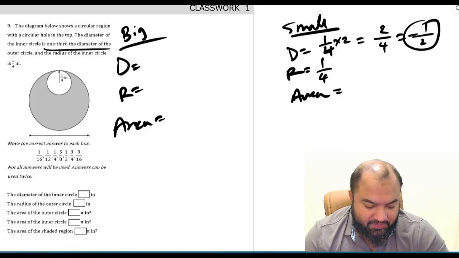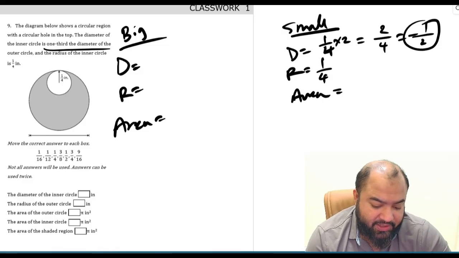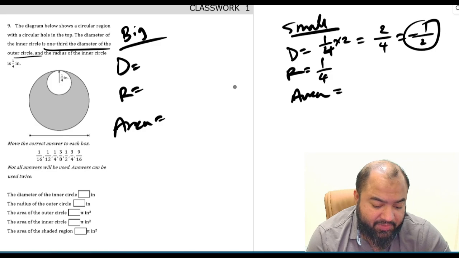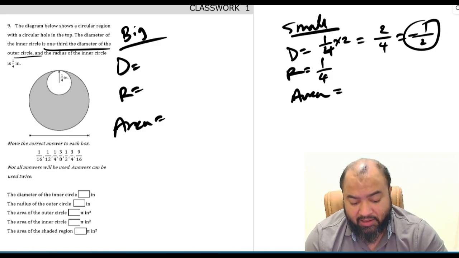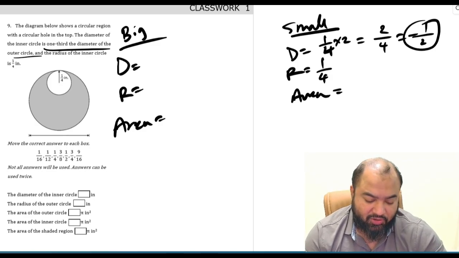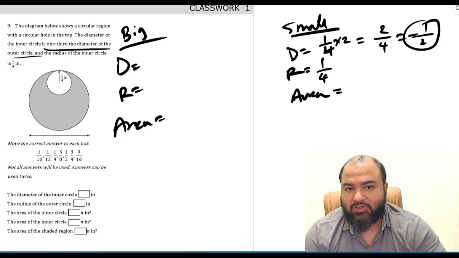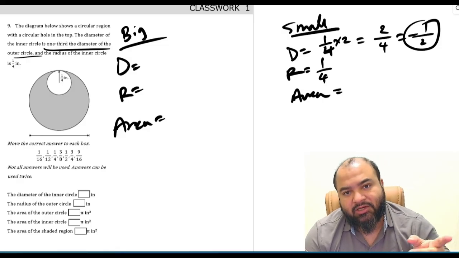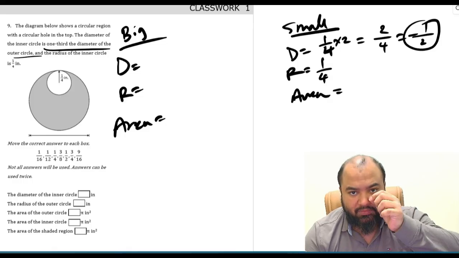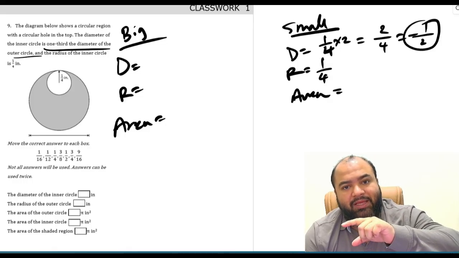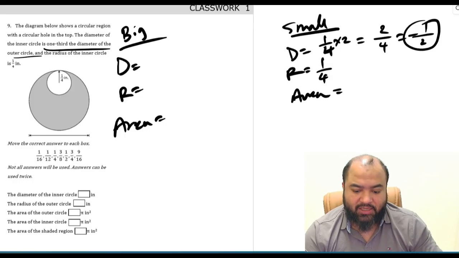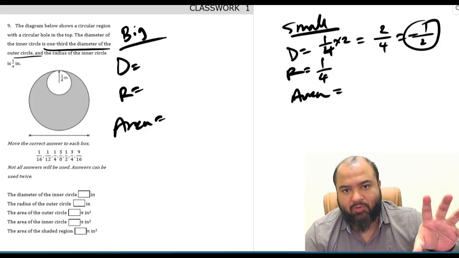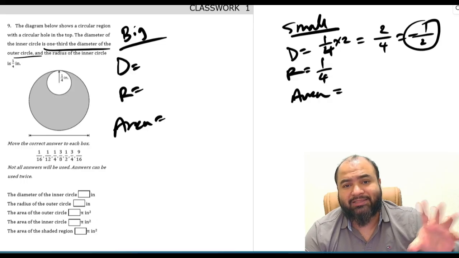What did they say about the big diameter? The diameter of the inner circle is 1/3 the diameter of the outer circle. So the inner circle is 1/3, means smaller, right? Smaller than the big one. If the inner circle is 1/3 the diameter of the bigger one, then the bigger one will be 3 times. Okay, so this is a difference you have to understand. So if smaller is 1/3 the big one, I can say it also, big one is 3 times the smaller one.